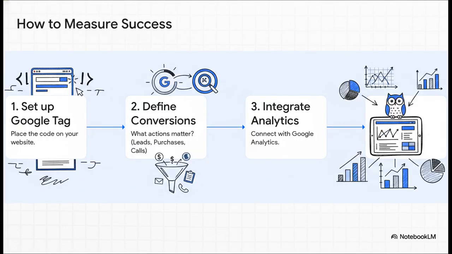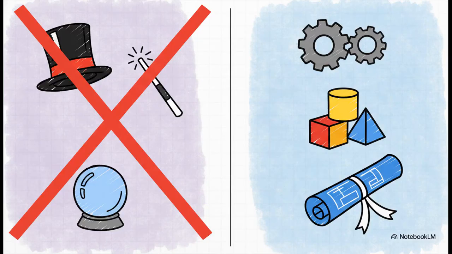But let me be perfectly clear. None of this matters if you can't measure your results. You absolutely must set up conversion tracking. This means putting a little piece of code, the Google tag, on your site. Then you define what a conversion actually is for you. Is it a form fill, a purchase, a phone call? Then you hook it all up to Google Analytics to see what's working. Without tracking, you are flying blind. You're just guessing.